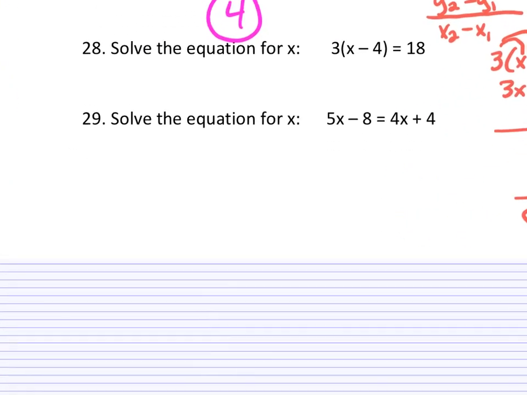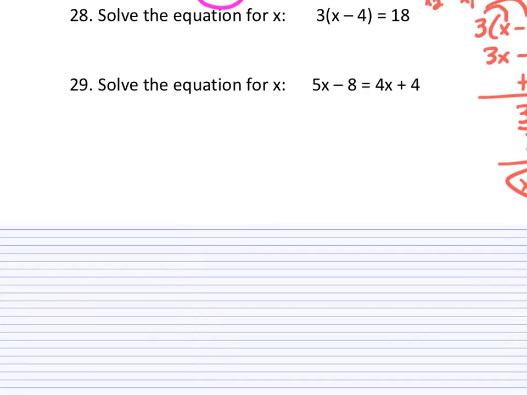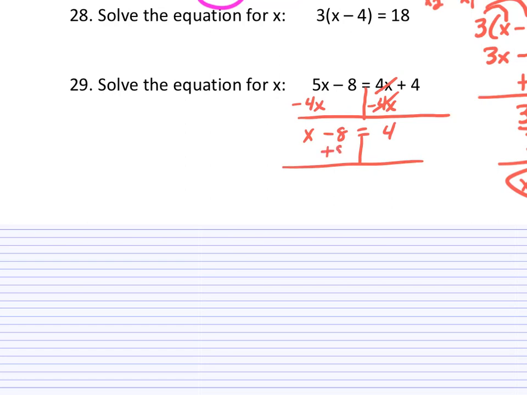For number 29, again, we're going to solve this one using upside down t's, and there's variables on both sides, and we always like to bring the smaller variable to the larger variable. So 5x and 4x, the 4x is smaller. The opposite of a positive 4x is a negative 4x or minus 4x. So we get 1x, or just x, bring down my negative 8, bring down my equal sign, and bring down my plus 4 over there. From here, to get the x by itself, simply add 8, and x equals 12.